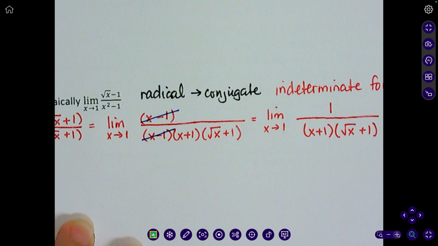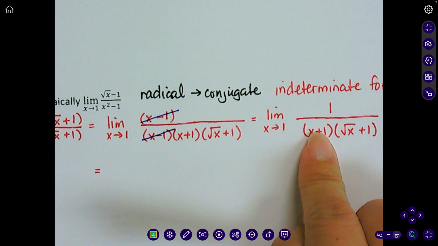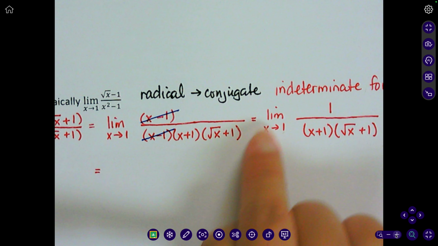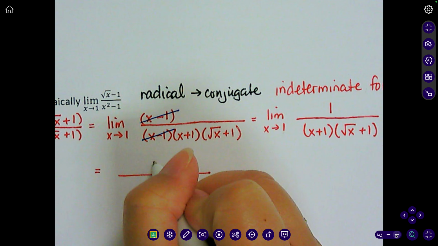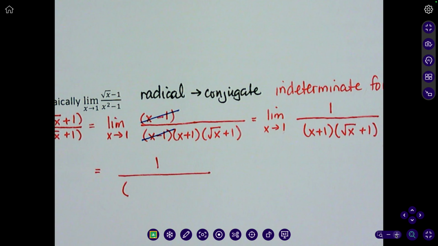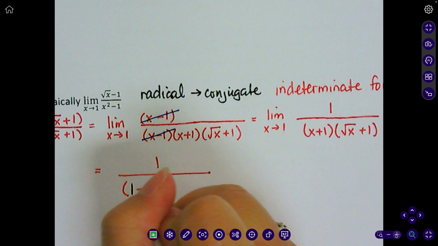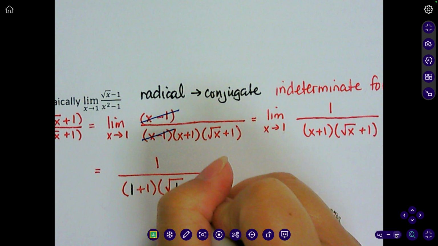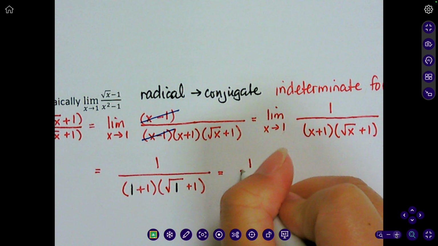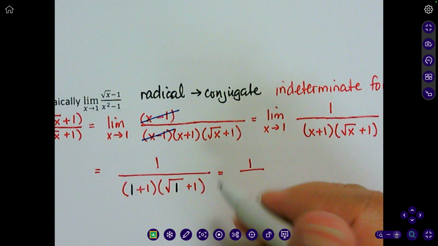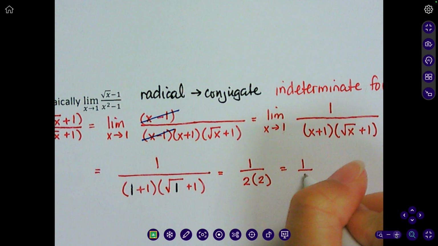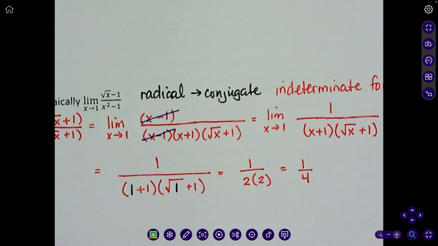All right? Once you have that, now we can safely say, okay, I can plug in the 1 now. Once I plug in the 1 into x, I can forego my limit symbol. So now we're going to plug in or substitute in the 1. So we're going to get 1 plus 1 times the square root of 1 plus 1. So we can see that, oh, I got 1 here. 1 plus 1 is 2. And then the square root of 1 is 1, plus 1 is also 2. So my answer is 1/4. Questions on that?